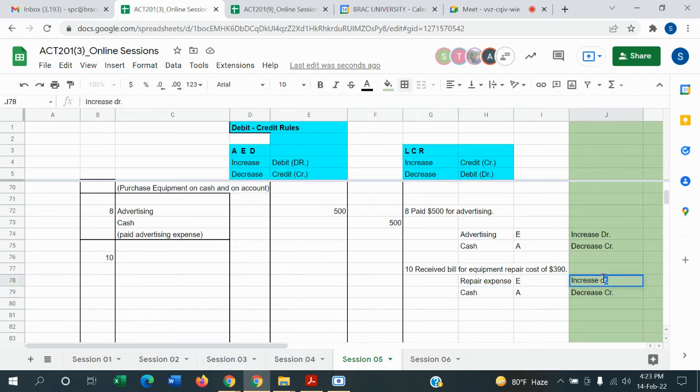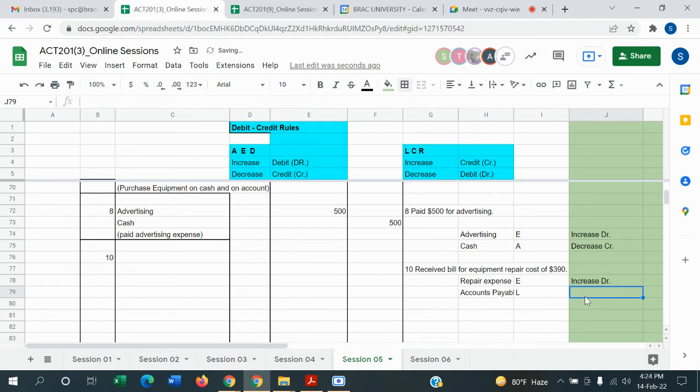So you mentioned that for a receipt bill for a repair service, one account will be repair expenses, and you mentioned cash. But now the question is, have you paid any cash? No, sir. So can you remember what we mentioned earlier? If they don't mention that there is any cash transaction, what should we do? It's accounts payable. So if there is an accounts payable, it's a liability.